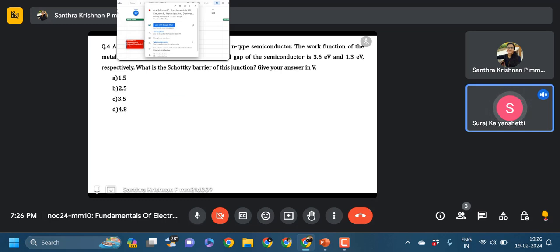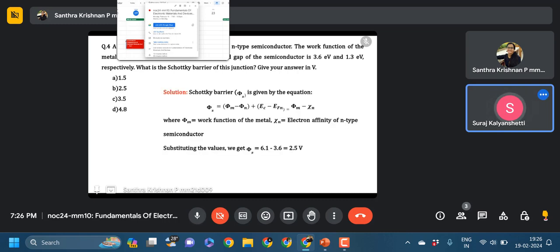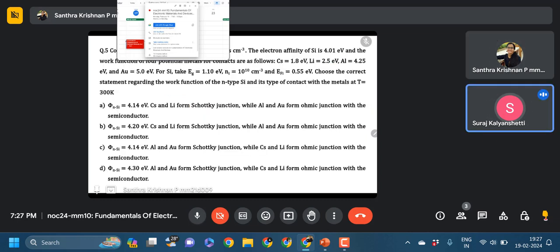Okay, I will read this. A junction is formed between a metal and an N-type semiconductor. The work function of the metal is this much. The electron affinity and the bandgap of the semiconductor are this much. What is the Schottky barrier of this junction? I think we just did this, right? The same thing. The work function is 6.1 minus, electron affinity is 3.6, so it will be 2.5. Okay, so you have to remember this. Got it.